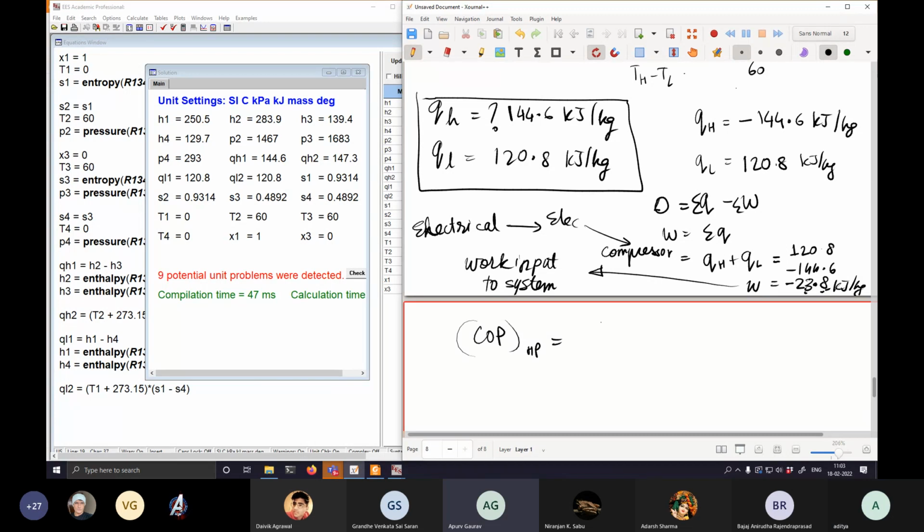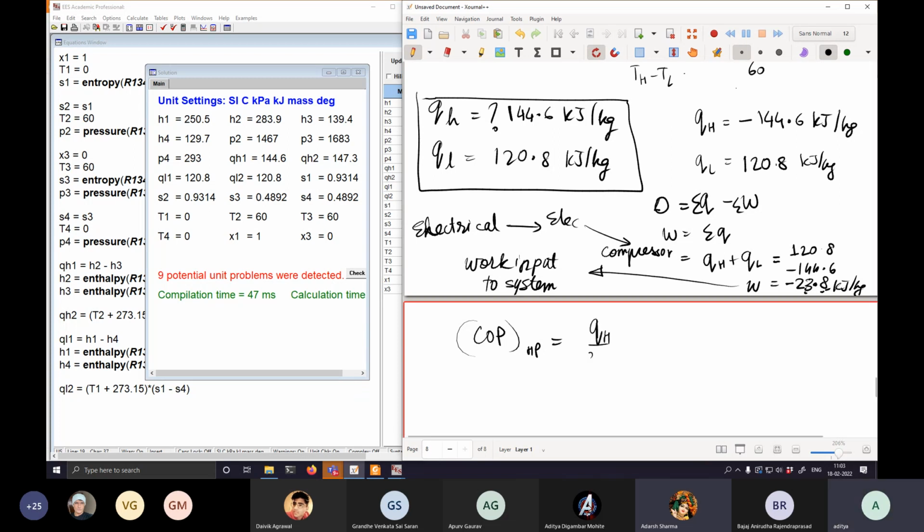Q by W. Which Q? QH minus QL. Adarsh, tell the answer. So it should be QH upon QH minus QL. So what is it? Tell us the value. It will come out to 5.07.